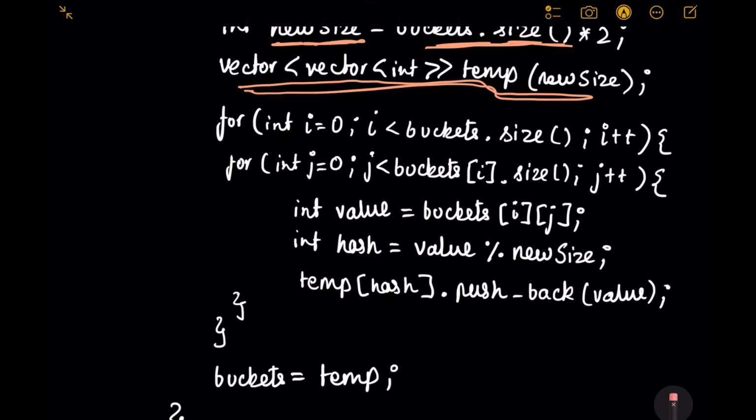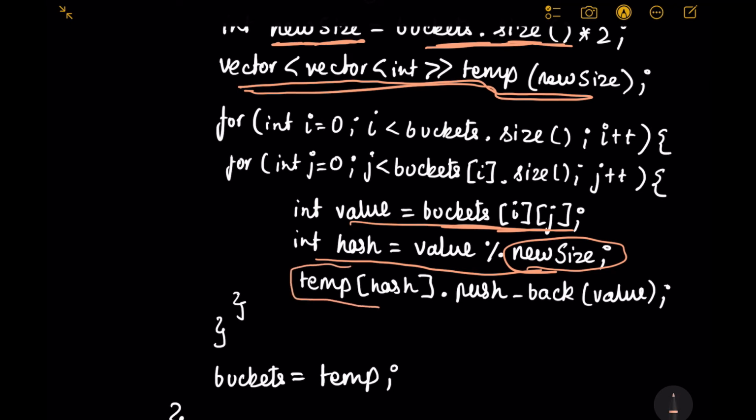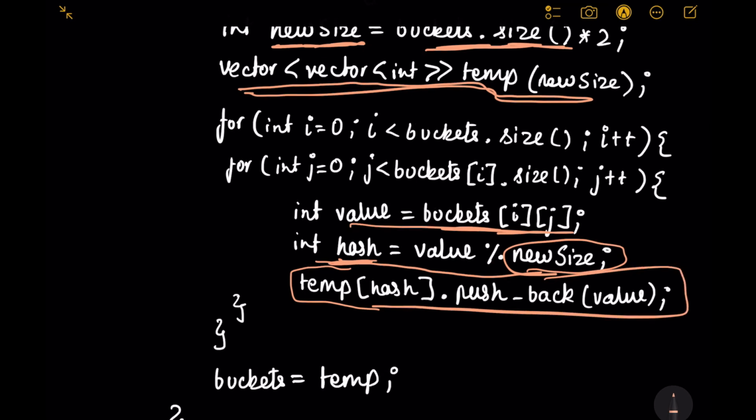Now we take out each value from the 2D matrix of buckets and find the new hash value for it. While finding the new hash value, we have to take modulo with the new size, not the old size, and then we add this value to our new set. The hash represents the new bucket that it is going to go into, and that bucket is pointing to a vector. So we take out the bucket and add this value to the vector being pointed to by that bucket. In the end, we just replace the existing set with the new set that we have just created, which has a size twice that of the existing set.